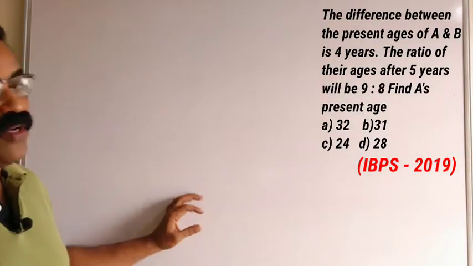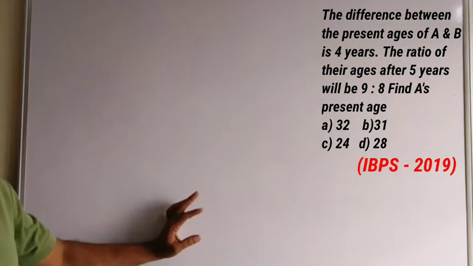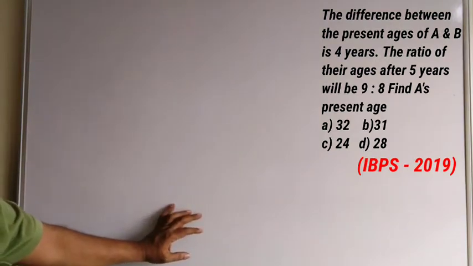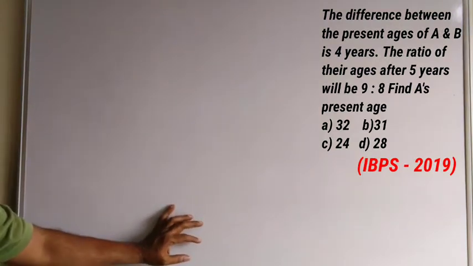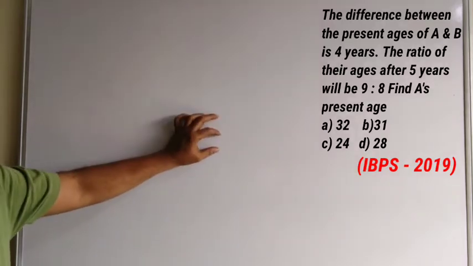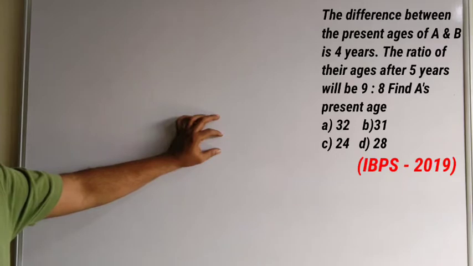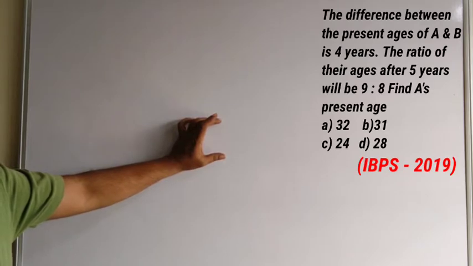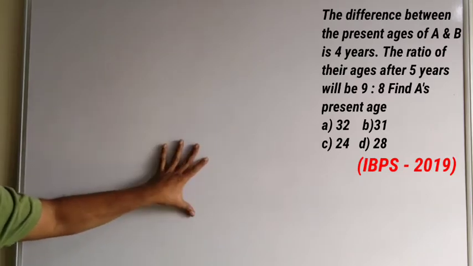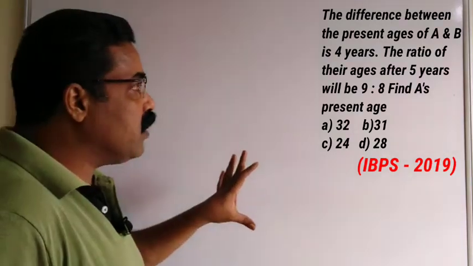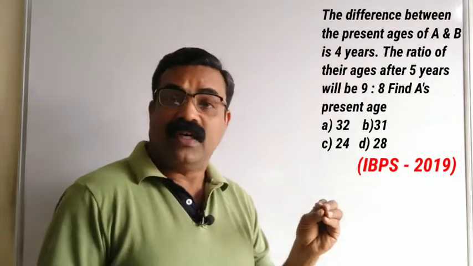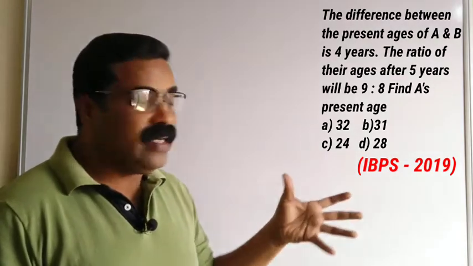So the question is given here. The question is: the difference between the present ages of A and B is 4 years. The ratio of their ages after 5 years will be 9:8. First, find the present age. And 4 options are also given to you. Using the options also, you can find the correct answer within seconds. That I will tell you later.